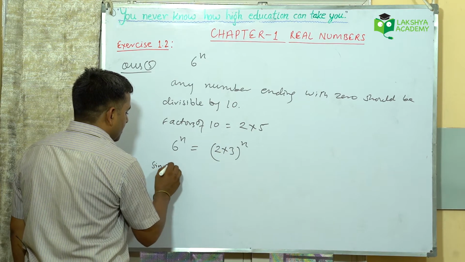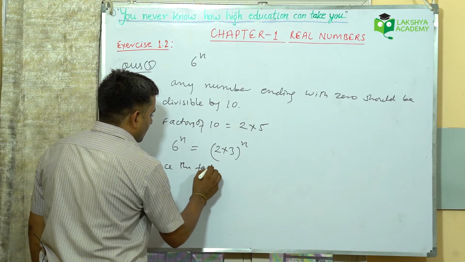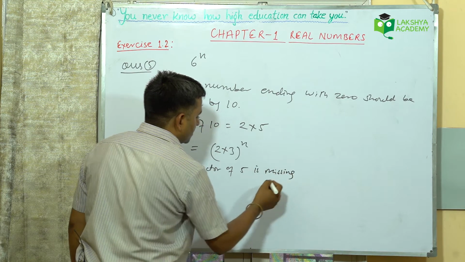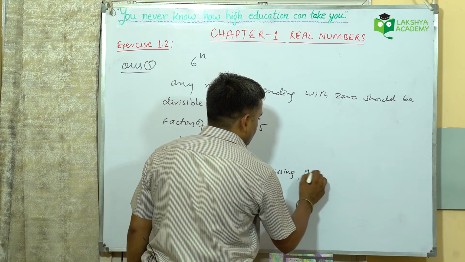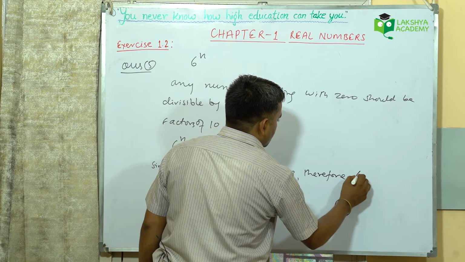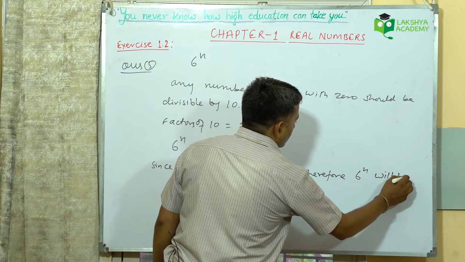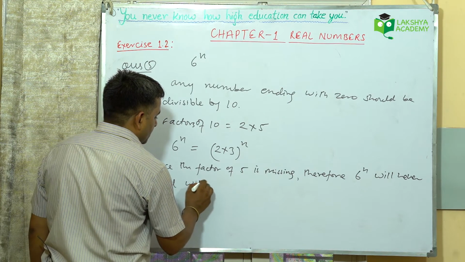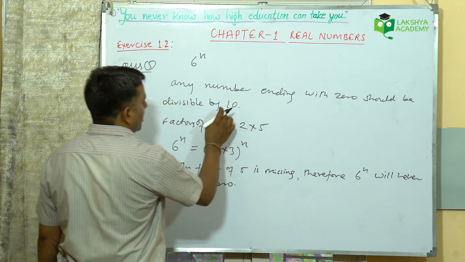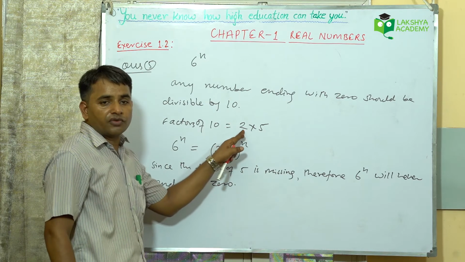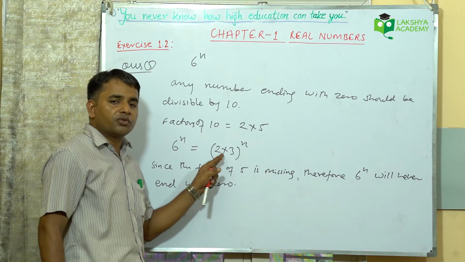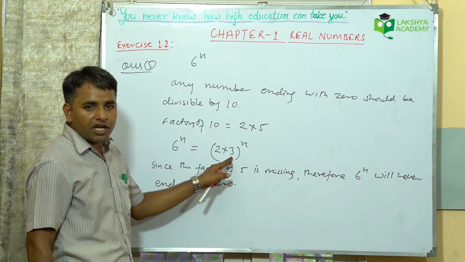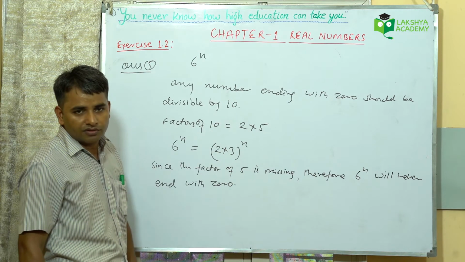So we will write: since the factor of 5 is missing, therefore 6 to the power n will never end with 0. So this number will never end with 0 because it does not have the factors 2 and 5, it has factors 2 and 3. Here the factor 2 is present but factor 5 is absent. So it should have the factor of 5, then only it will end with 0.